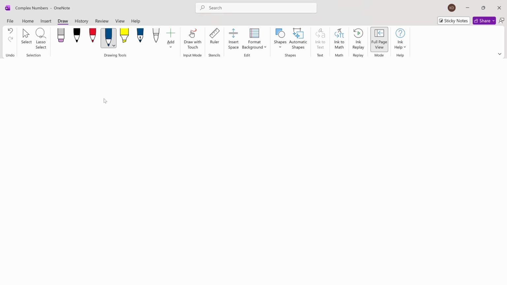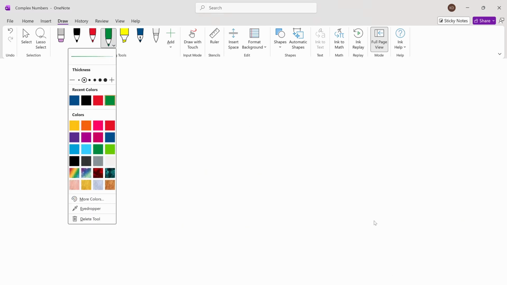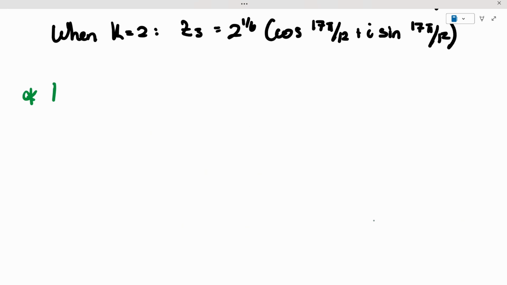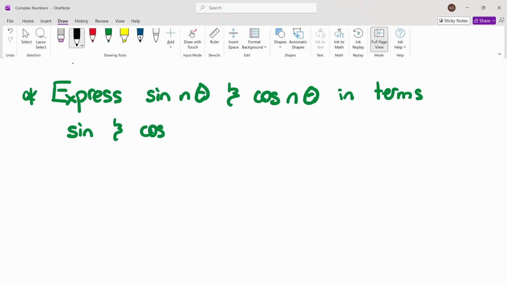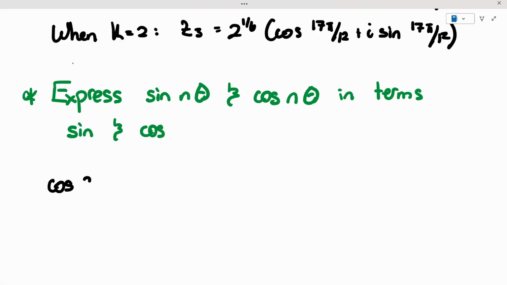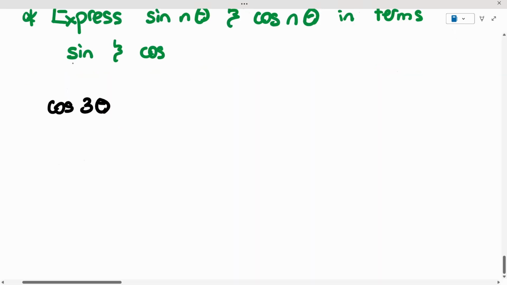So the next application for De Moivre's theorem is used to express sine n theta and cos n theta in terms of sine and cos. Let me show you what that means. For example, we want to write cos 3 theta in terms of sine and cos, right?